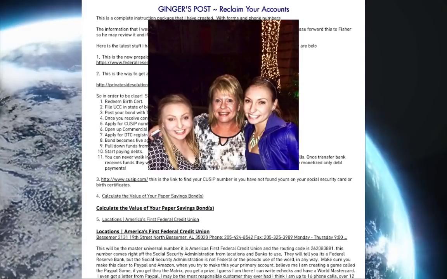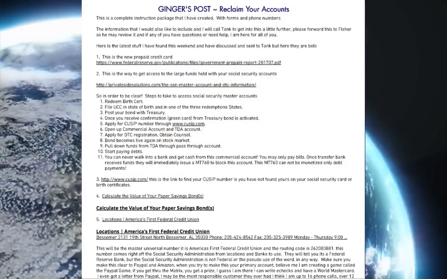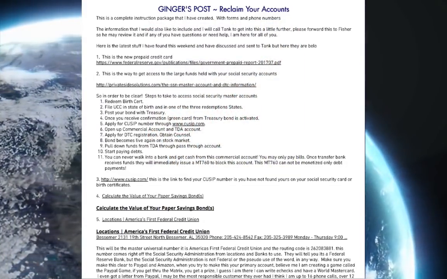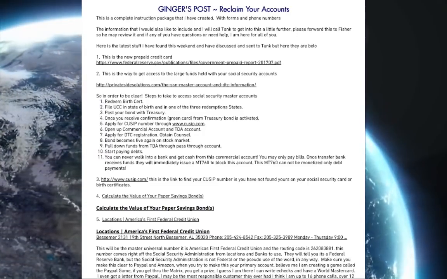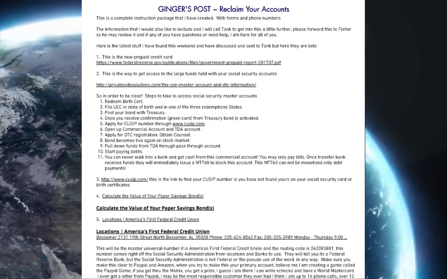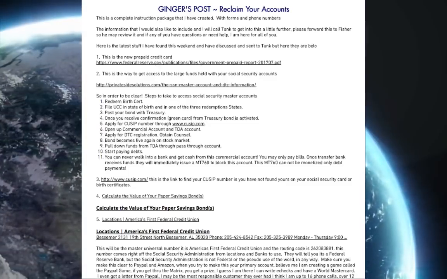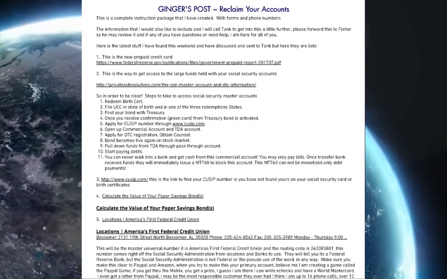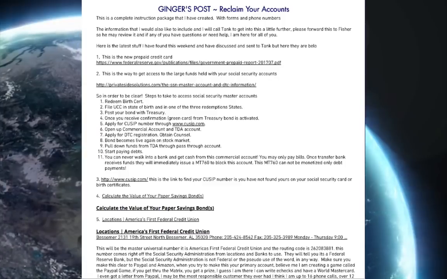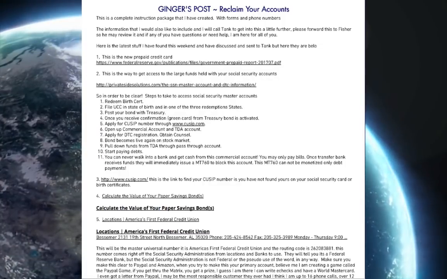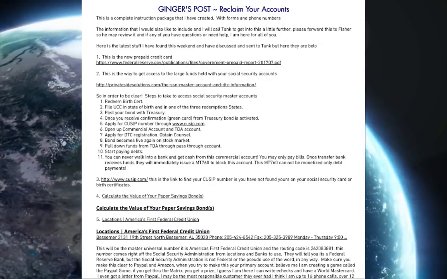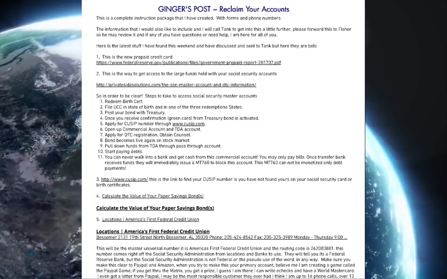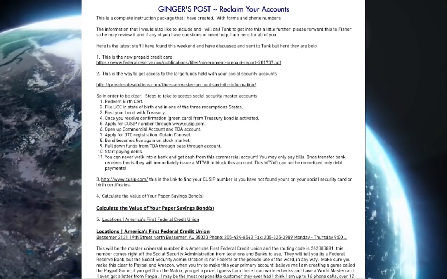Reclaim your accounts. This is a complete instruction package that I have created, with forms and phone numbers. If any of you have questions or need help, I am here for all of you. Here is the latest I have found this weekend, and have discussed, and sent to Tank. Here they are below. 1. This is the new prepaid credit card.